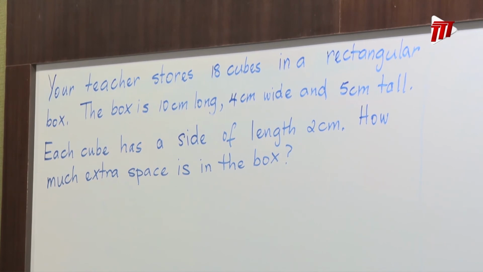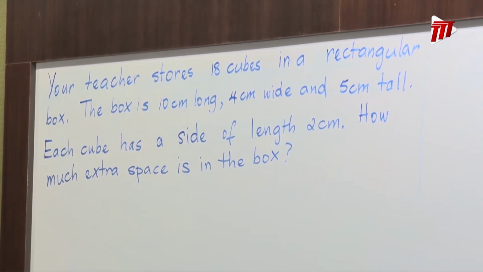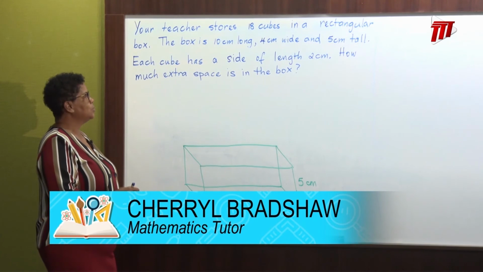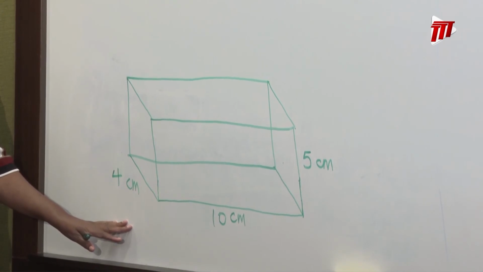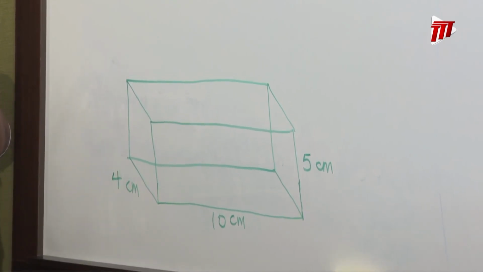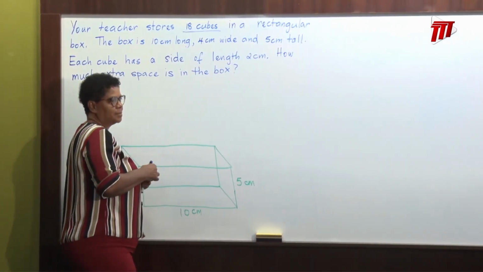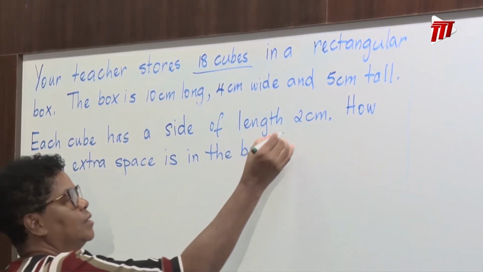This problem says, your teacher stores 18 cubes in a rectangular box. The box is 10 centimeters long, 4 centimeters wide, and 5 centimeters tall. Each cube has a side of length 2 centimeters. How much extra space is in the box? So we know this is the dimension of the rectangular box. We also know that there are 18 cubes in the box, and we also know that each cube has a side of length 2 centimeters.